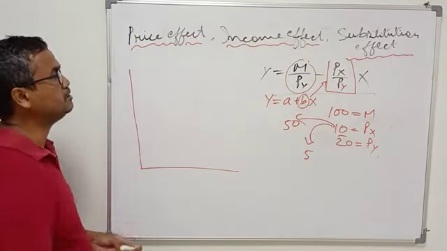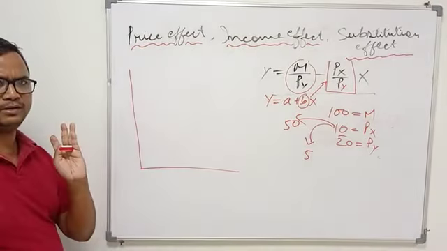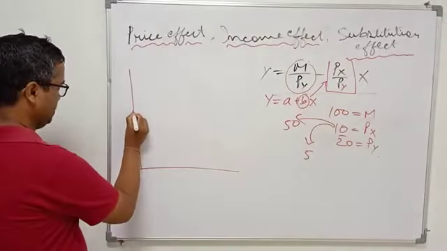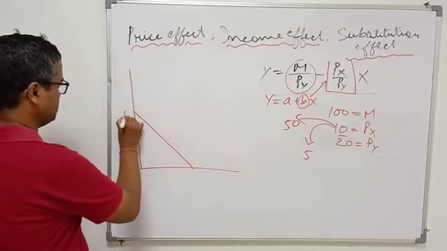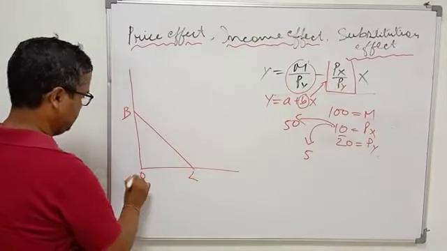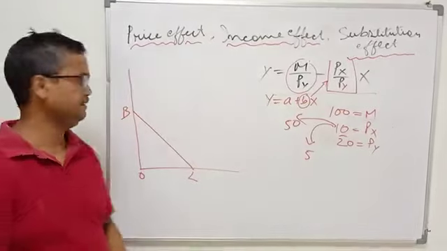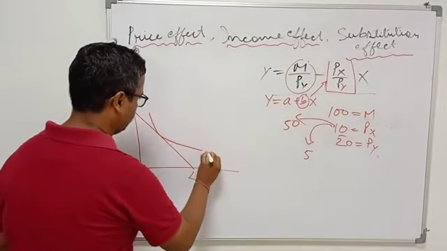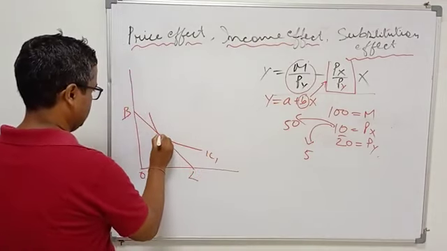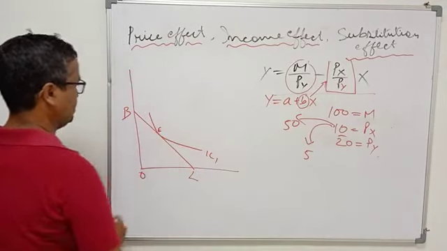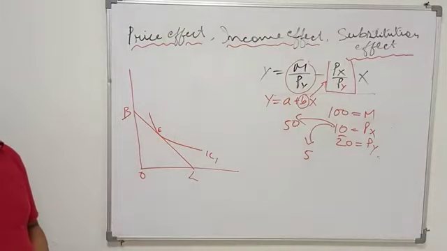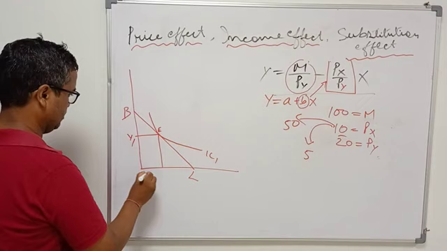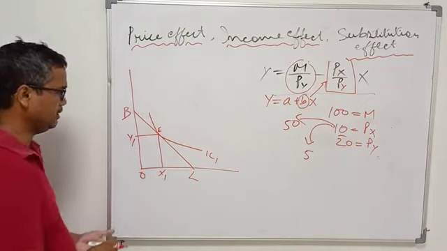Now, given the money income you have, and the prices of X and Y, say this is our original budget line. BL is our original budget line, and the consumer is in equilibrium at point E. The consumer is in equilibrium, and he or she is purchasing OY of Y good and OX of X good.